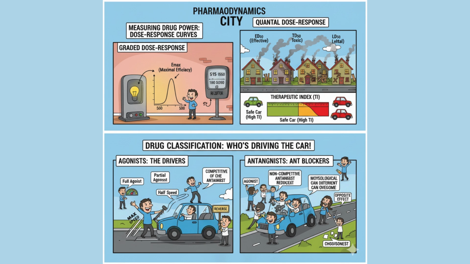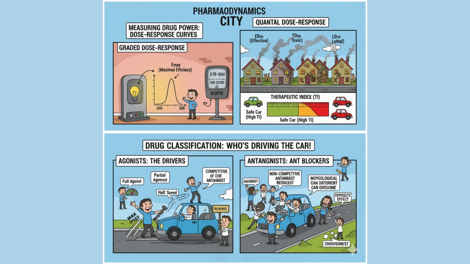A high TI means you have a wide margin. So you can significantly increase the dose from what works to what's toxic. It's like a car with good brakes. You can drive fast but stop safely. A low TI means a narrow margin. The effective dose is very close to the toxic dose. These drugs are like driving a car with bad brakes. You need to be very careful with the speed.